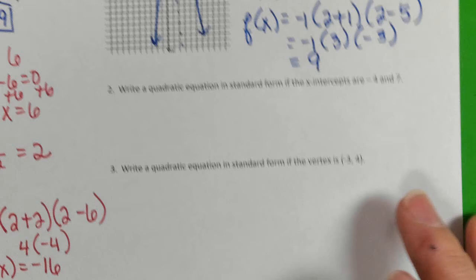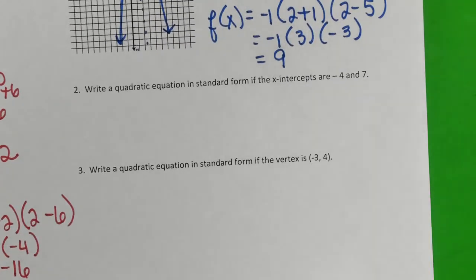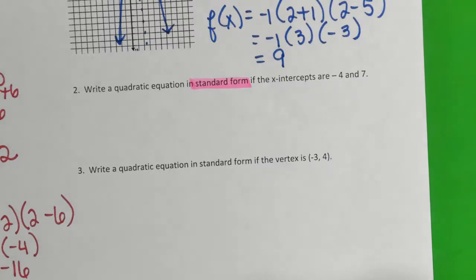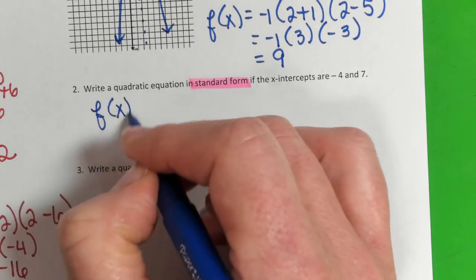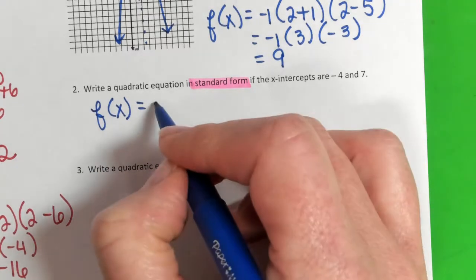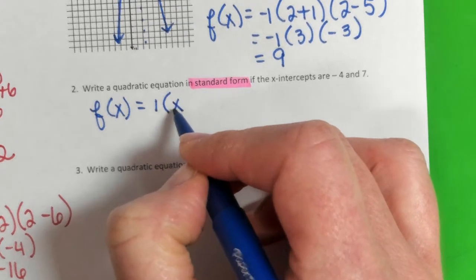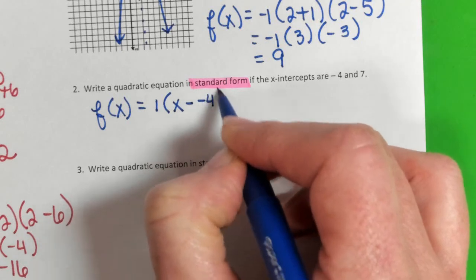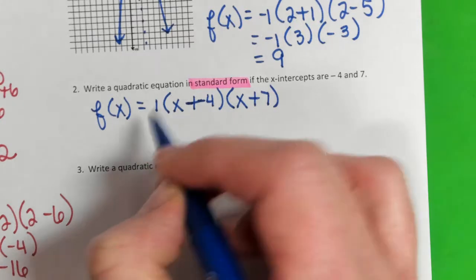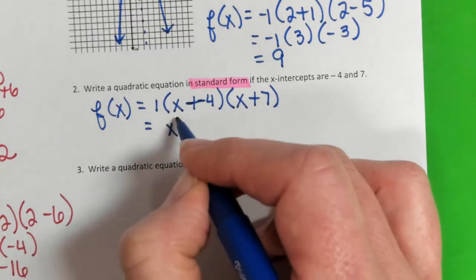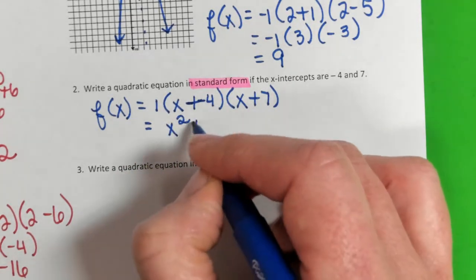Okay, number 2, write a quadratic equation in standard form if the x-intercepts are -4 and 7. So again, because you are only given the intercepts, you get to assume that the a value is 1. So that makes this a little bit easier. Okay, so a is 1, so this is going to be x minus -4, which is really plus, x plus 7. And now we need to distribute, or we need to FOIL and distribute.